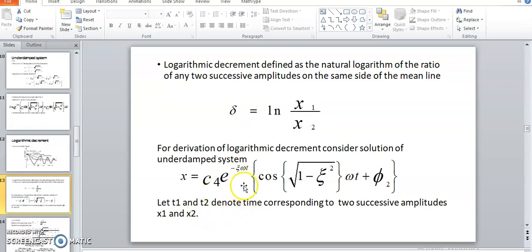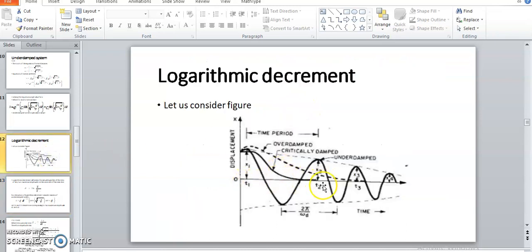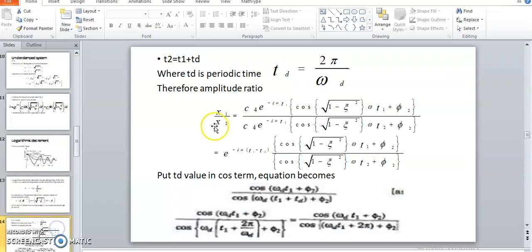Now here, we use this solution to derive the logarithmic decrement. Now x1 is the displacement at time t1, x2 is the displacement at time t2, and the time period between these two points is the same, 2 pi by omega d. Now use this: the time period is equal to 2 pi by omega d.